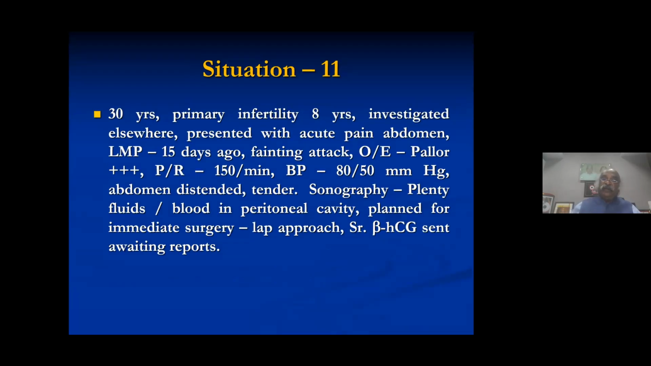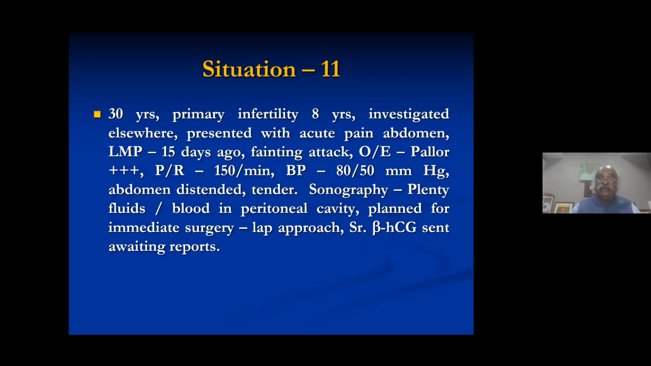A 30-year-old with primary infertility of 8 years, investigated elsewhere, presented with acute pain abdomen. LMP was 15 days ago. Fainting attack, pallor triple plus. Pulse rate is 150, BP is 80/50. Abdomen is distended and tender. Sonography shows plenty of fluid, or clotted blood, in the peritoneal cavity.